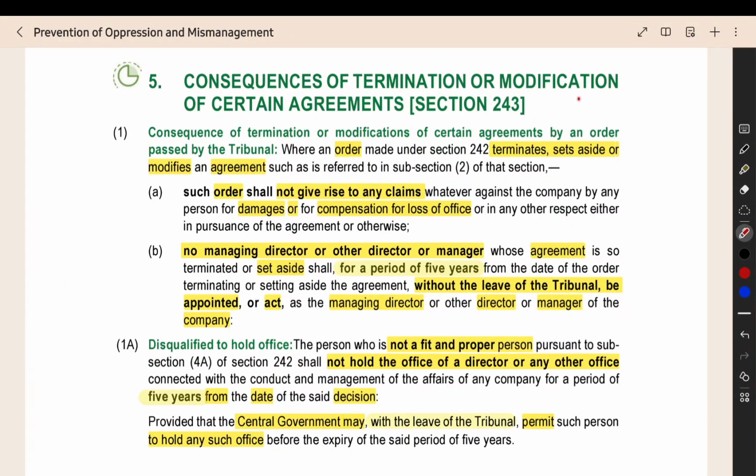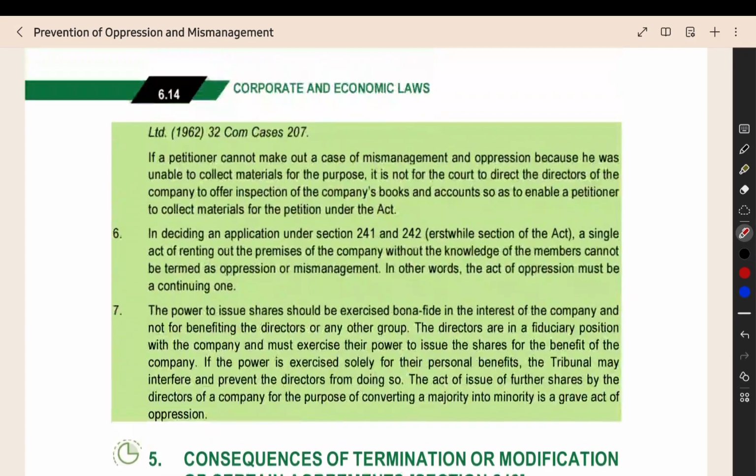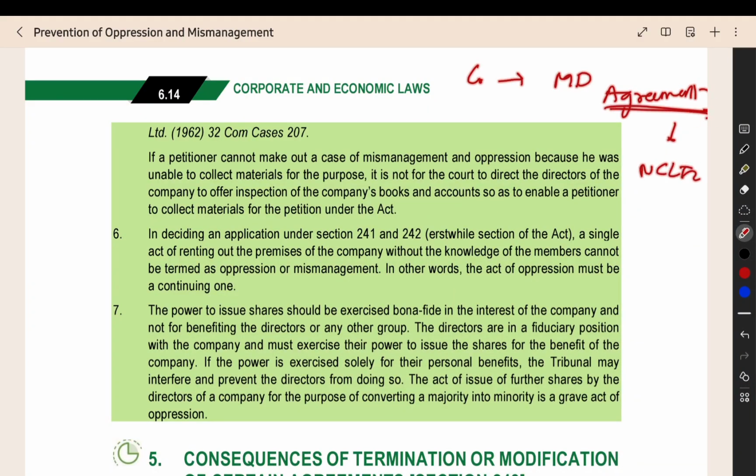Now we can start Section 243. Here, when you see Section 243, if there is an agreement, we have a company and a managing director, and some agreement between them for the salary and all. Now this agreement, if it is set aside by the tribunal, National Company Law Tribunal, NCLT, then this MD will not get any compensation for loss of office.